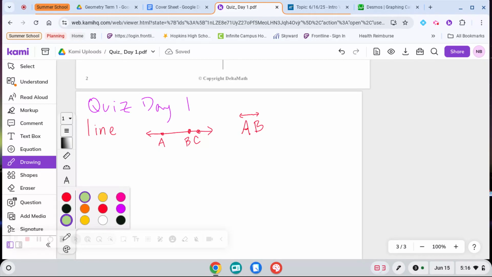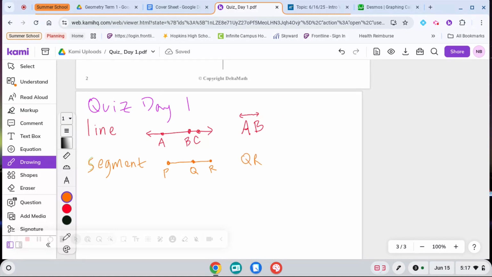Then there is something called a segment. All right. So a segment is like this, where it starts and stops at a certain spot. So we could say like PQR. And then again, to name a segment, you just pick any two letters that you want. So we could call it like QR, for example.